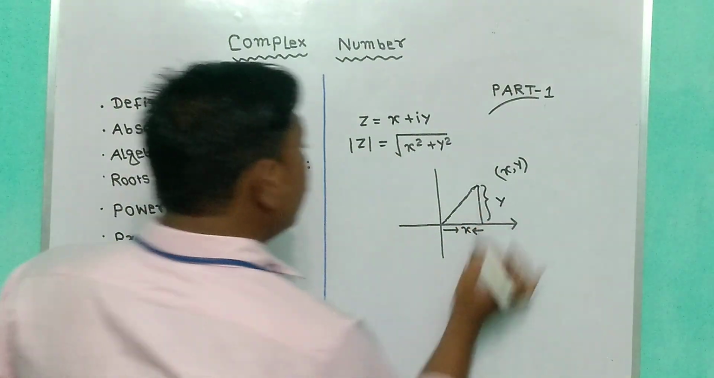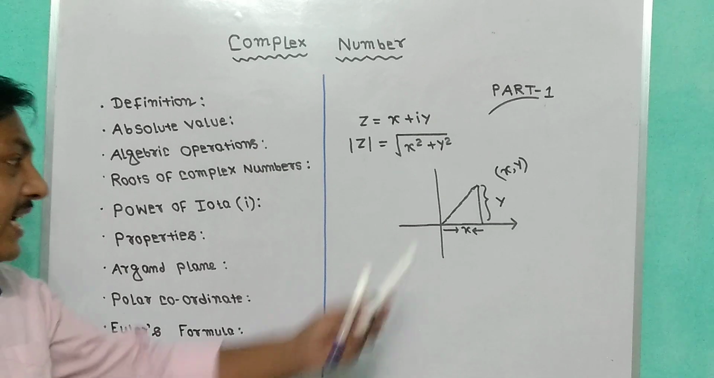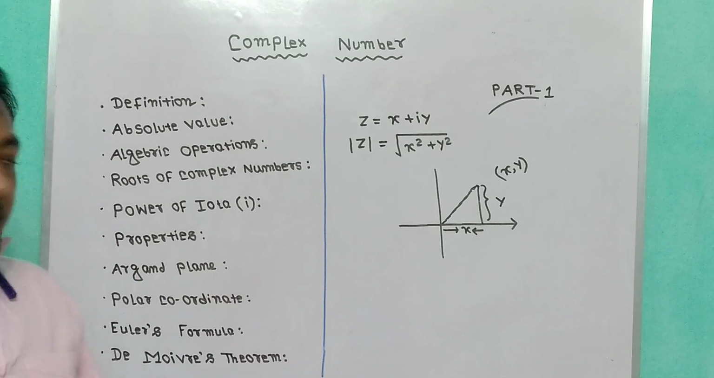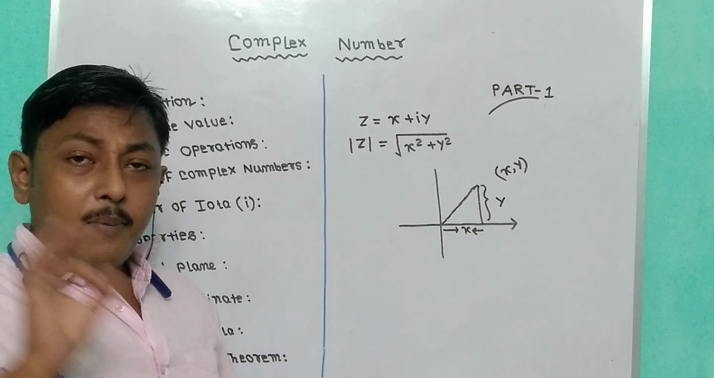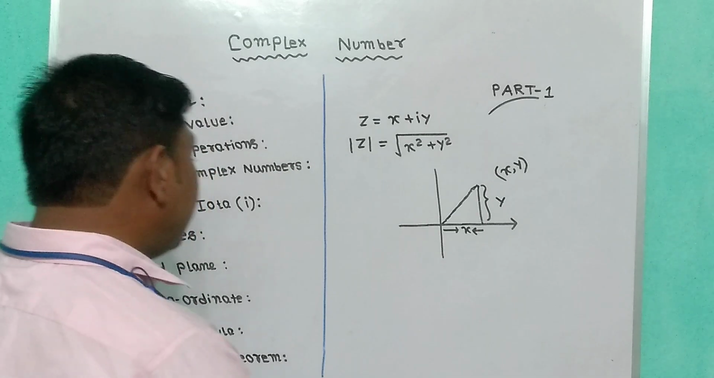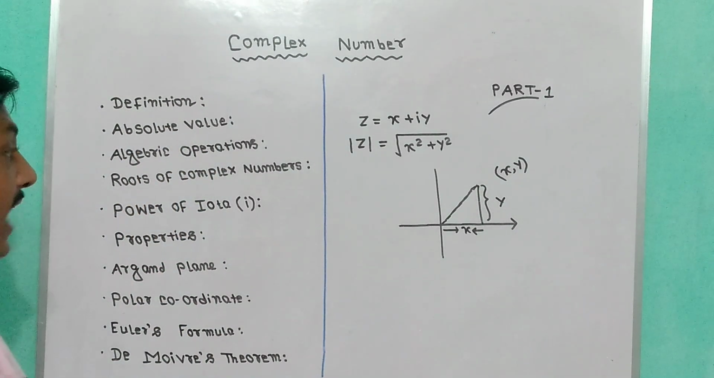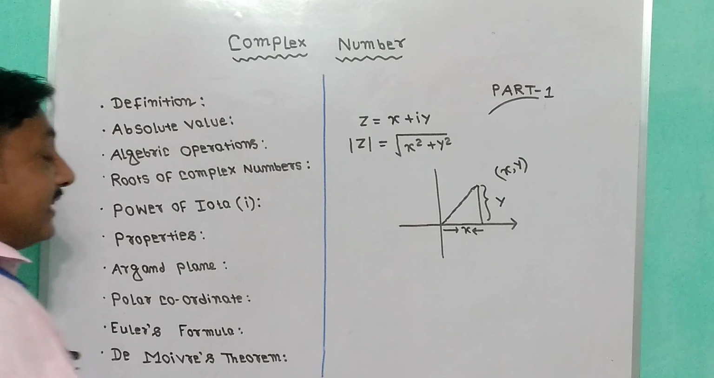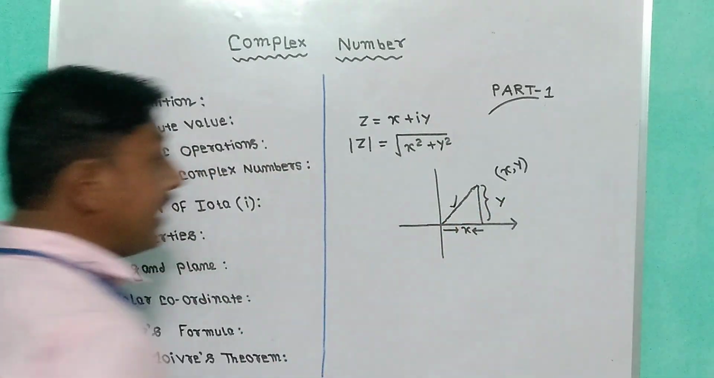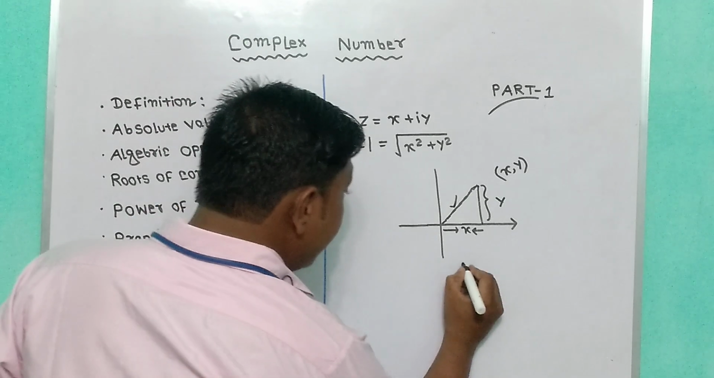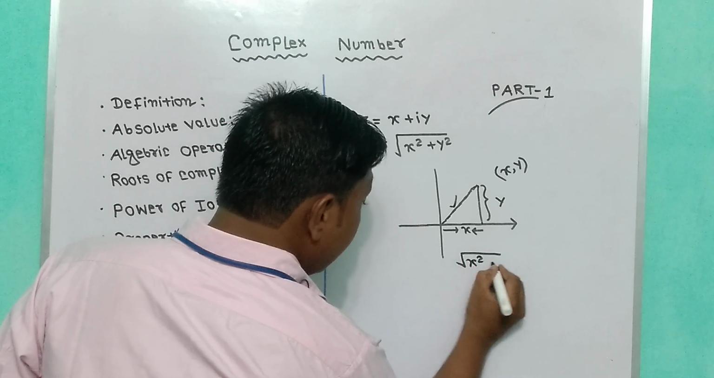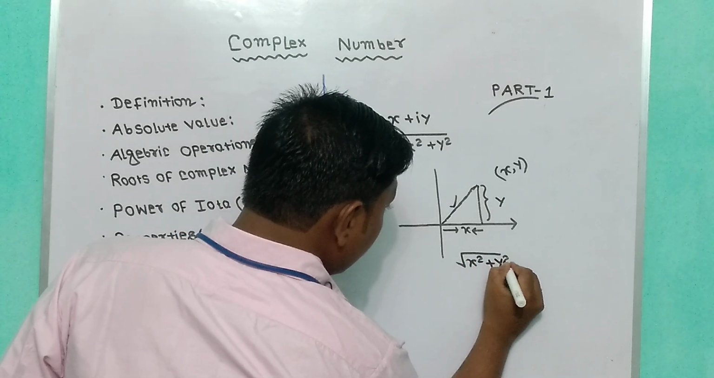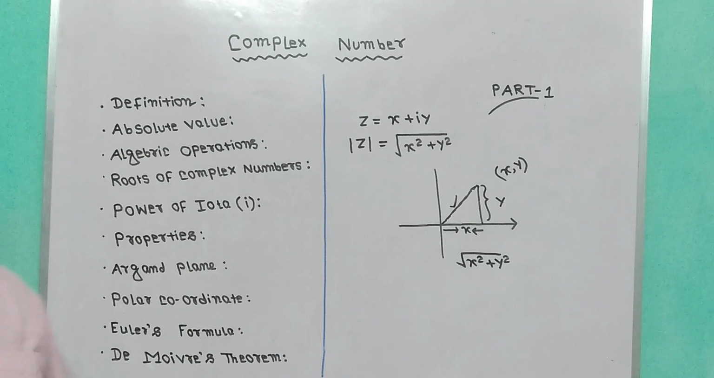Now we join the origin to this point. That means it forms a right angle triangle. So in a right angle triangle, we know that Pythagoras theorem is applicable here. So if we apply that Pythagoras theorem, we can find this hypotenuse. So hypotenuse length will be root under base square plus perpendicular square. So this is the actual meaning of absolute value. Okay.